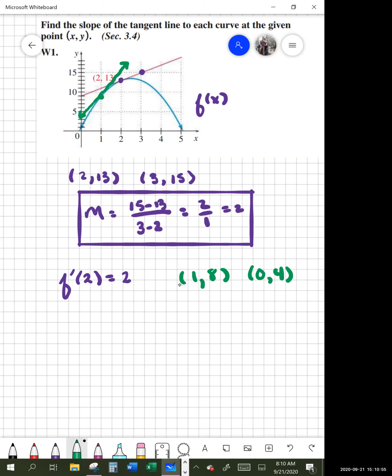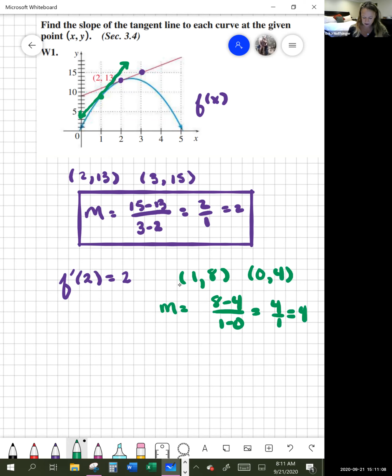And so if we looked at the slope between these 2 points, so 8 minus 4, change of y value, 1 minus 0, this gives me 4 over 1, which is 4. So if we looked at the derivative of this function f of x, f prime of 1 is 4. And I could tell on my graph, again, that this slope was a larger slope. I should get a larger number than this one.